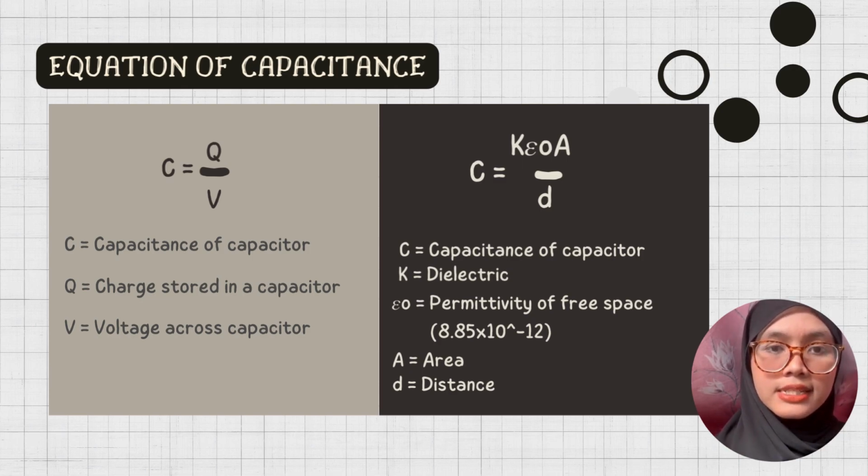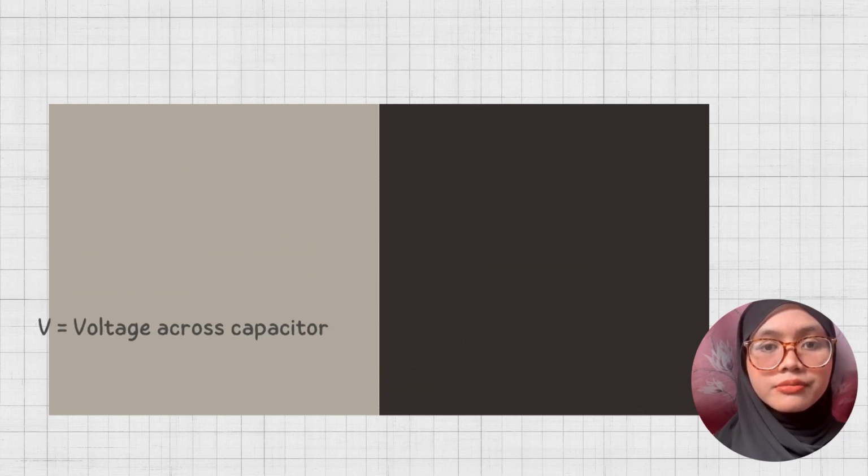Number 2, C equals K epsilon naught A over D. C is the capacitance of the capacitor, K is the dielectric constant. Epsilon naught is the permittivity of free space. The constant value is 8.85 times 10 to the power of negative 12. A is the area of the plate, D is the distance between the plates.